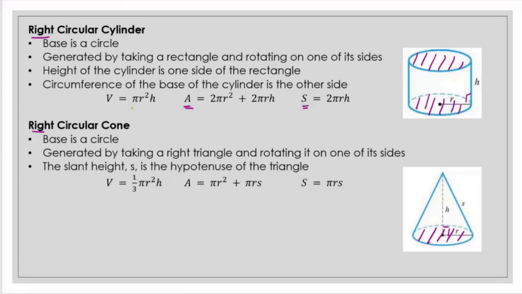All right, let's dive in. So the surface area of a right circular cylinder must include the two circles. The area of a circle is pi r squared.